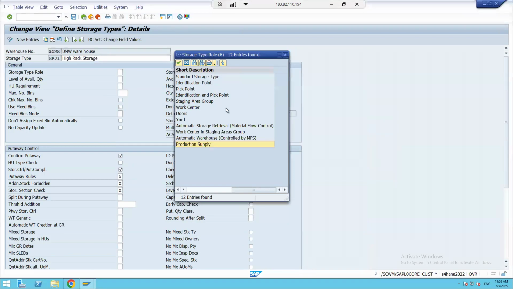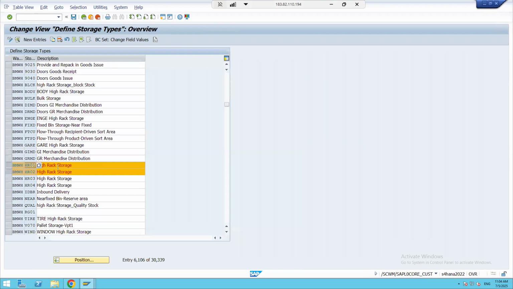Clear on the roles part, guys? All the roles are clear for you? Now you need to create one storage type. For now, forget about automatic storage travel. Forget about doors also. ID point and pick point you can forget too. Currently, you will use standard storage types, staging area group, work center, doors, and work center staging area group. We use only four to five storage types now, but in the future we will use other storage type roles. Clear? Any questions?